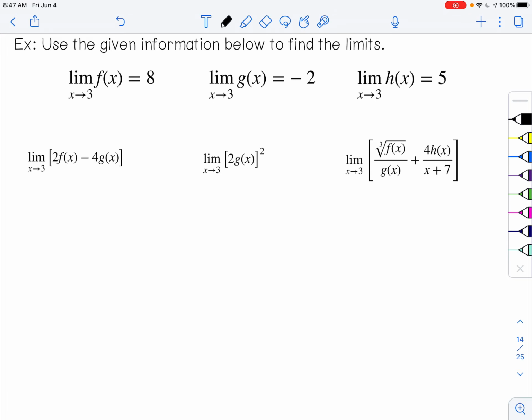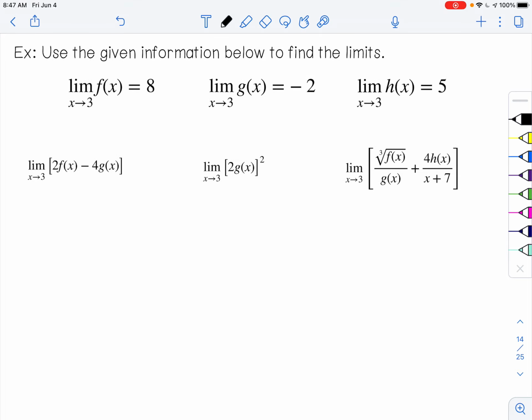We just want to make sure that we have the definite rules written out for us so we know that they're all working. Another great way to use our limit properties is to use some given information, like the 3 pieces of information below, to find some overall limits. So if we look at our first problem, we have the limit as x approaches 3 of 2 times f of x minus 4 g of x.